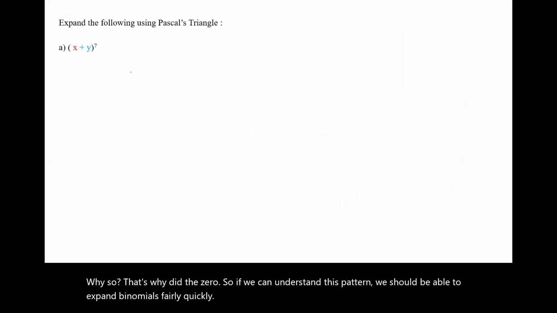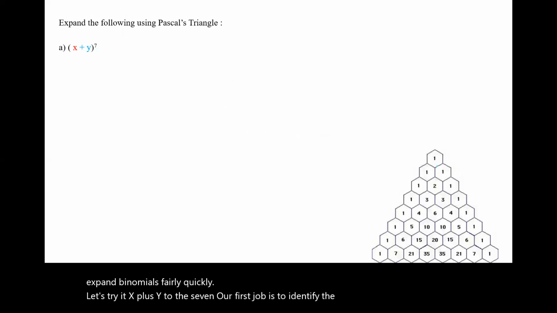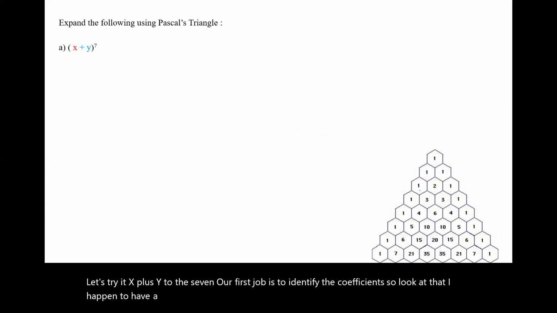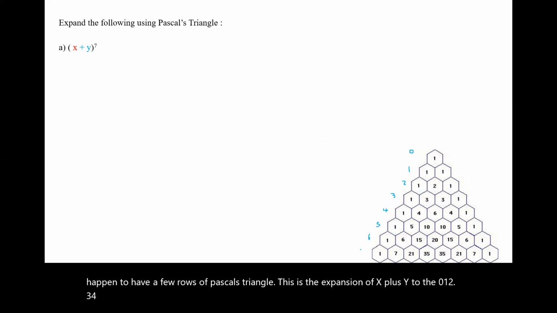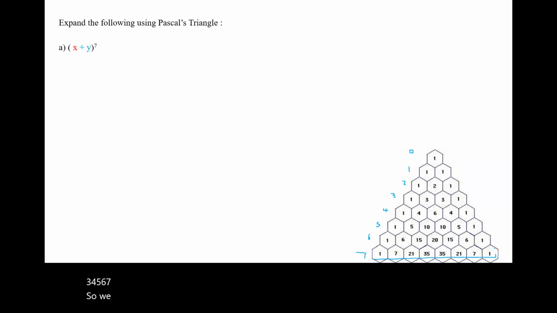Let's try it. X plus y to the 7. Our first job is to identify the coefficients. So look at that. I happen to have a few rows of Pascal's triangle. This is the expansion of x plus y to the 0, 1, 2, 3, 4, 5, 6, 7. So we know that these are the coefficients that we're looking at when we expand x plus y to the 7.